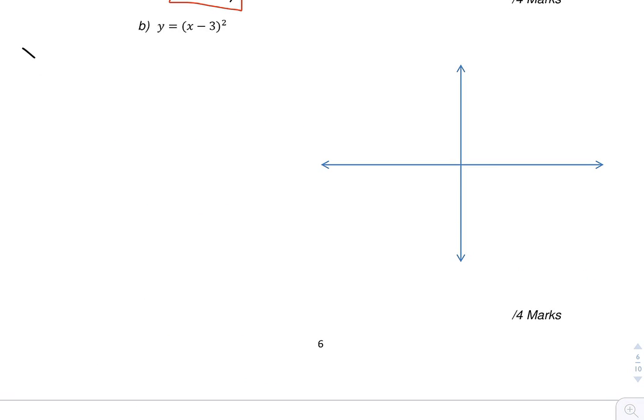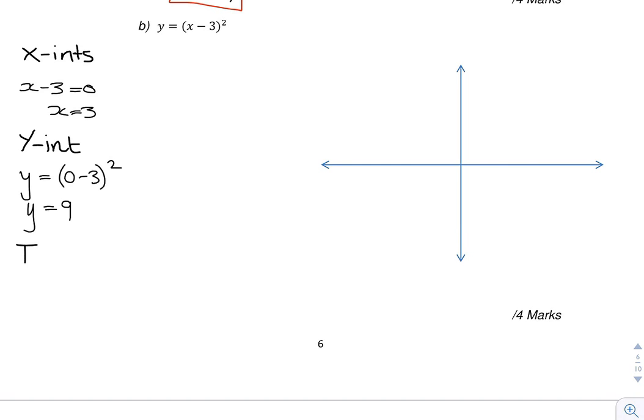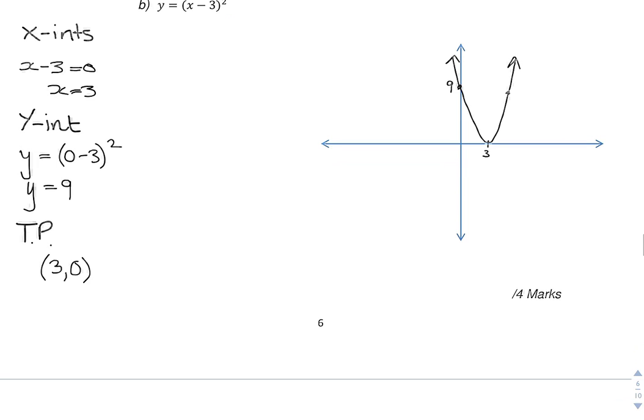Part B. Y equals x minus 3 all squared. To find our x-intercepts, we use the null factor, and we find out that x equals 3, i.e. there is only one x-intercept. Our y-intercept, making x equal to 0, squaring negative 3, we get 9. Our turning point is in fact our x-intercept at 3, 0.